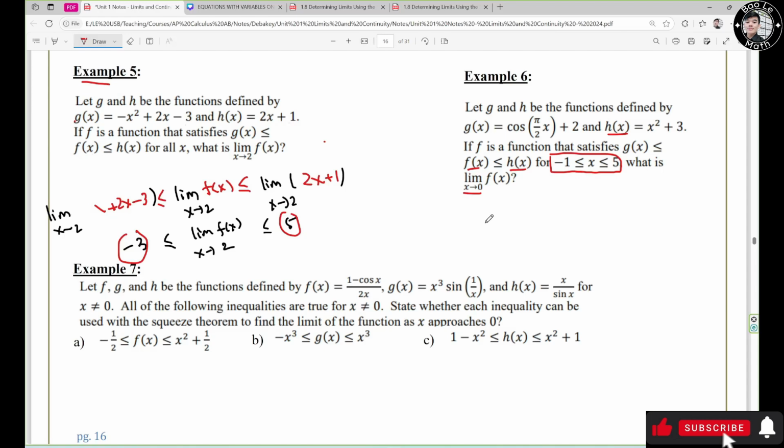So you have f(s) ≤ h(s), right? But h(s) equals s² + 3, right? Greater than or equal to g(s), right? g(s) equals this one. So just copy this one down. So cosine of π/2 s + 2, right?